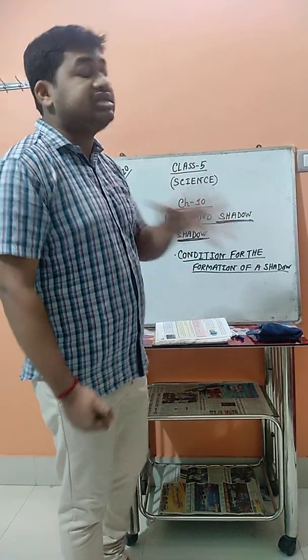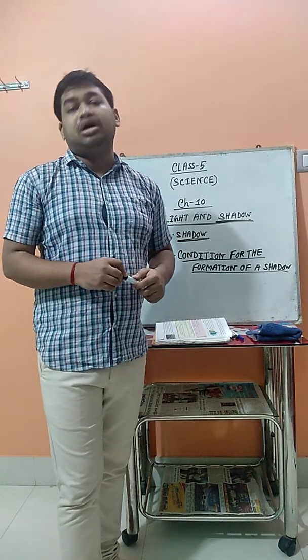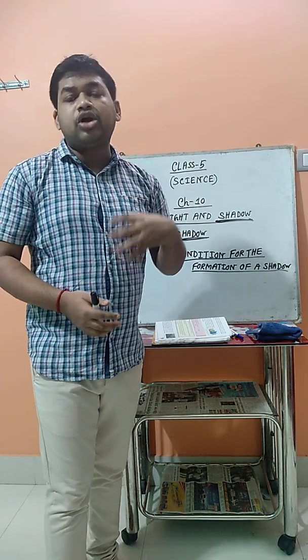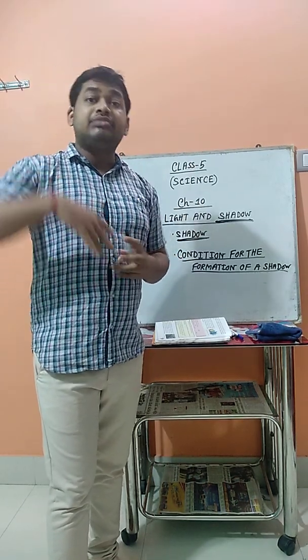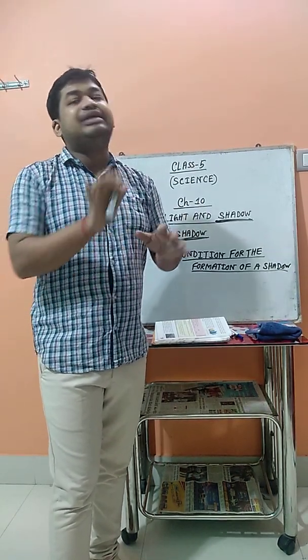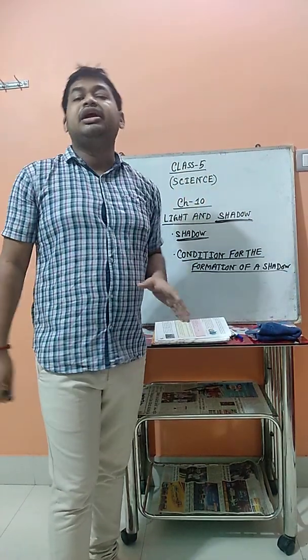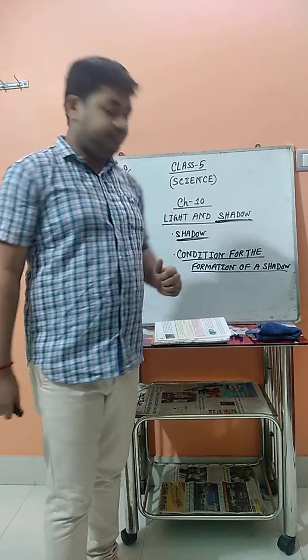And a shadow always forms black in color. Shadow is always black in color. Even if the opaque object is very colorful, or the light is also colorful, that doesn't matter. The shadow is always made black in color.